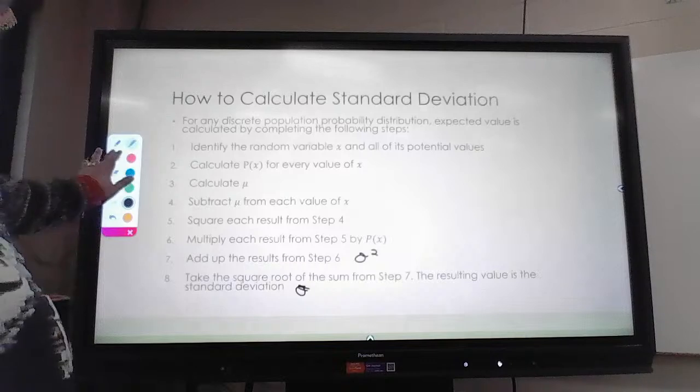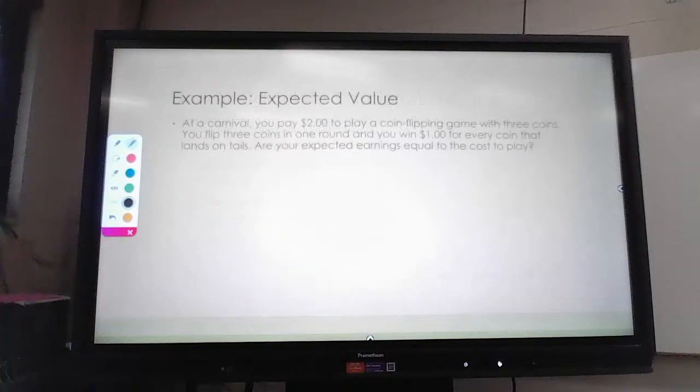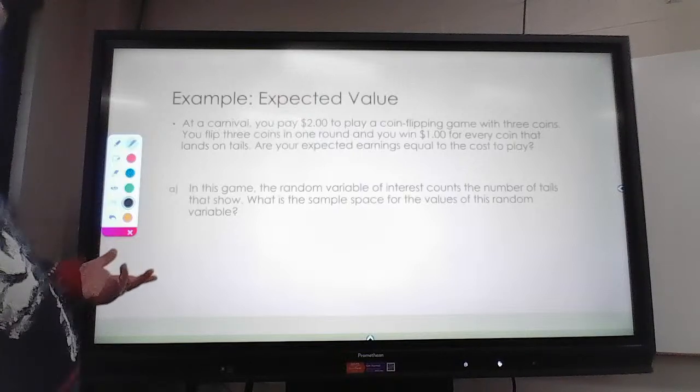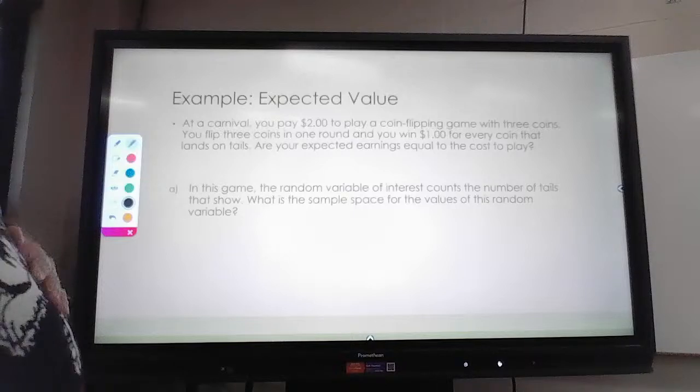Okay? Let's put that into practice. At a carnival, you pay $2 to play a coin flipping game with 3 coins. You flip 3 coins in one round, and you win $1 for every coin that lands on tails. Are your expected earnings equal to the cost to play? So in this game, the random variable of interest counts the number of tails in that show. What is the sample space for the values of this random variable?